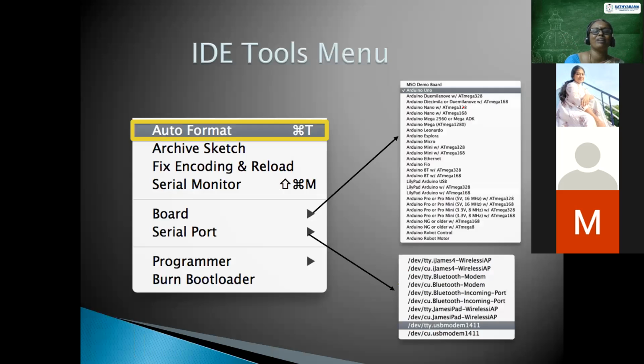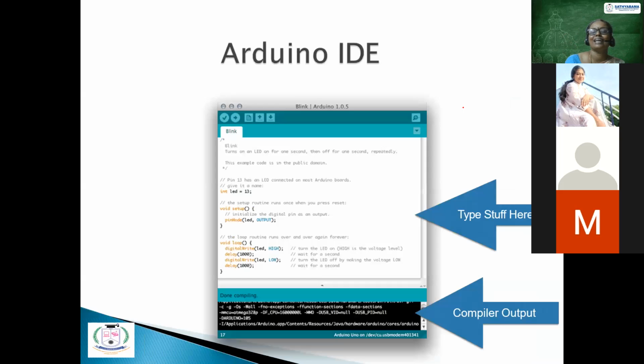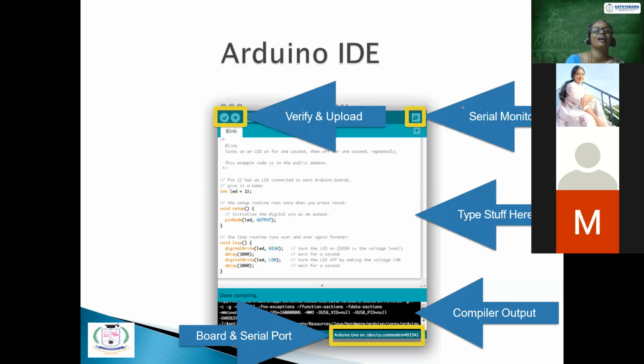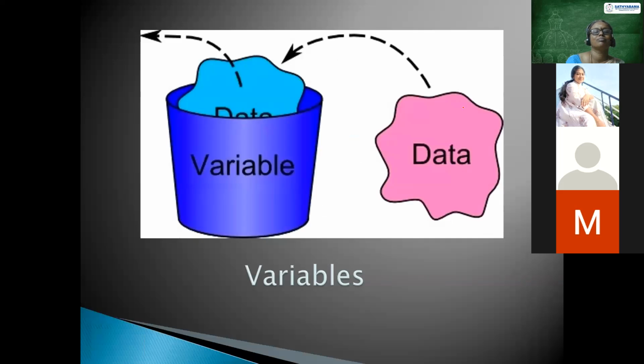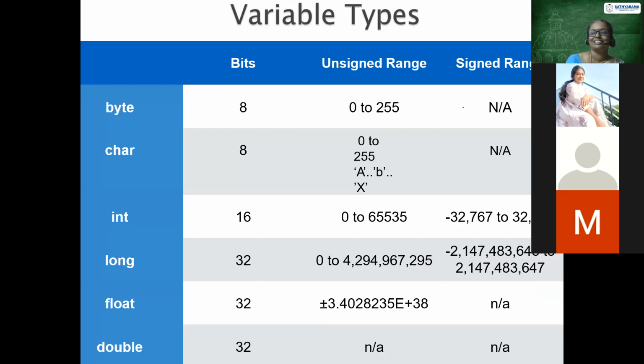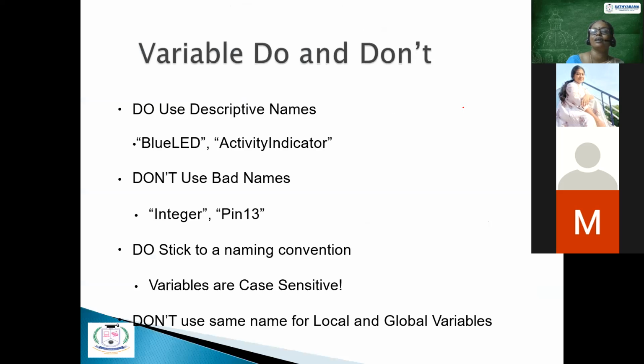This is our IDE tool menu. We have already seen where we are going to write all our coding, compile and so on. These are the things we have seen: byte, char, integer, long, float, and how much range each will take. Same thing with variables: you use names like blue LED. Don't give names like A, B, C as we do in a C program. Don't give like that. Give names like blue LED, activity indicator.